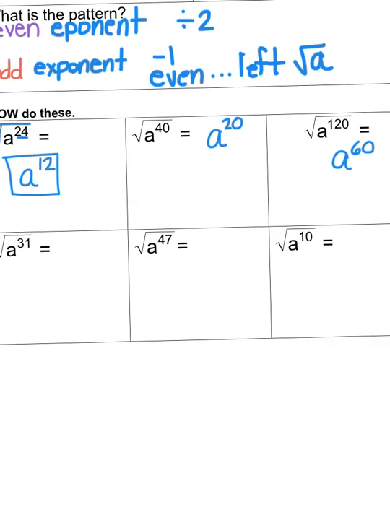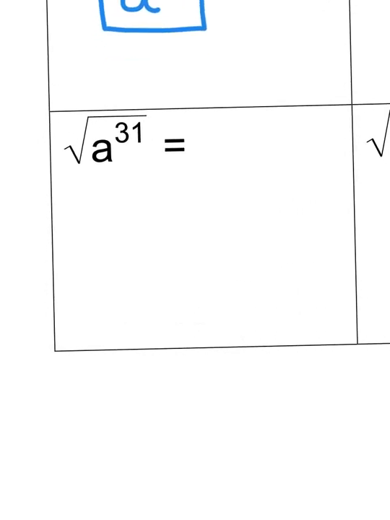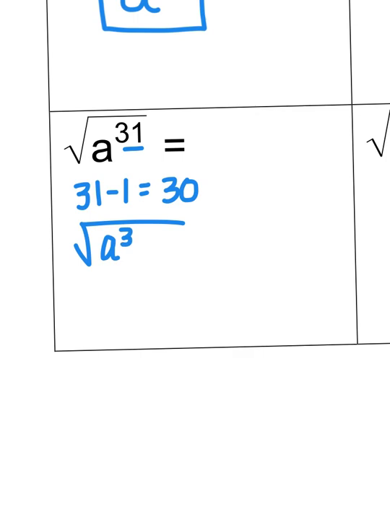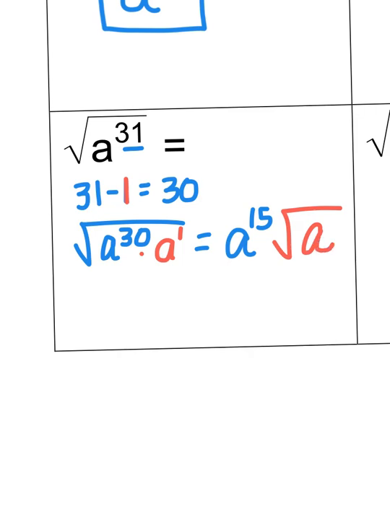Now let's try some that are not perfect squares. They are odd exponents. So we're trying to find the square root of a to the 31st power. So we're taking 1 away from the 31. That leaves us with 30. So if we were trying to find the square root of a to the 30th power, that would be a to the 15th. But let's not forget that a that we subtracted, that 1 here. That a to the first power cannot be simplified. We're looking for exact answers. So this would be the final answer.